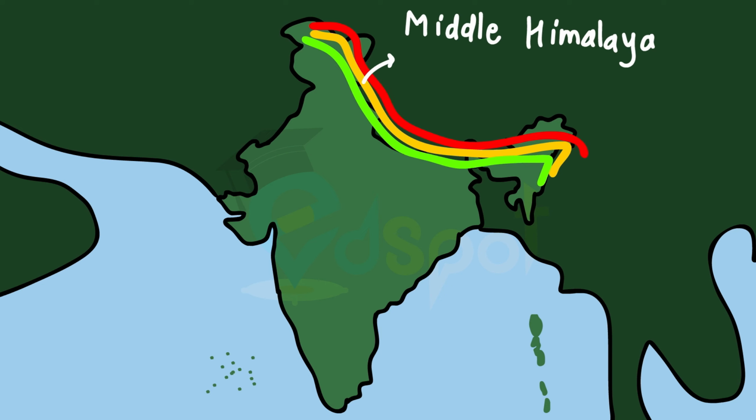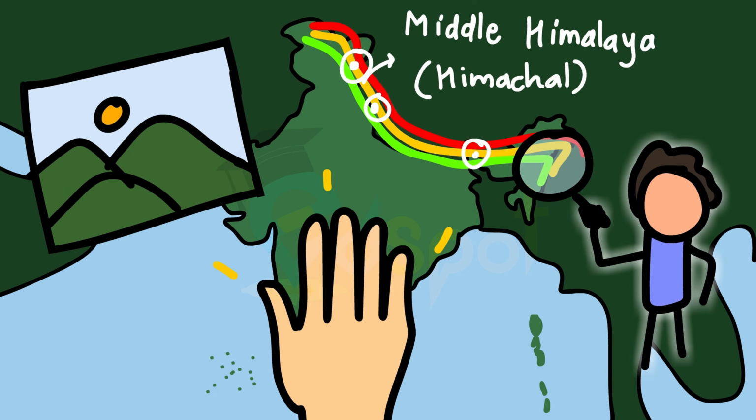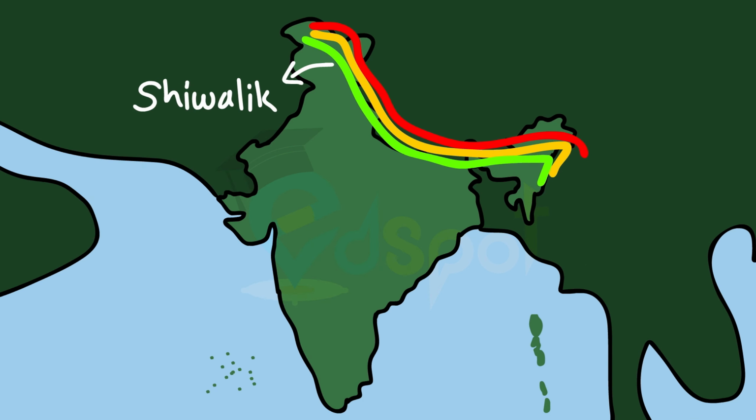Middle Himalaya or Himachal lies to the south of Himadri. Many popular hill stations are situated here. Find out the names of 5 hill stations. The Shivalik is the southernmost range.